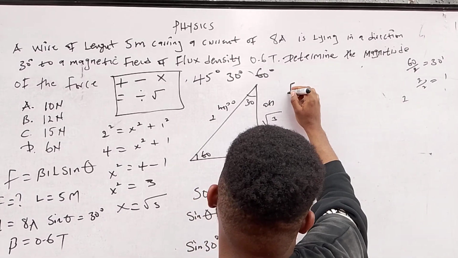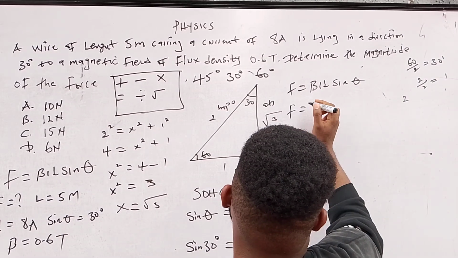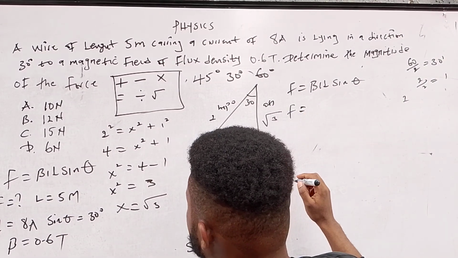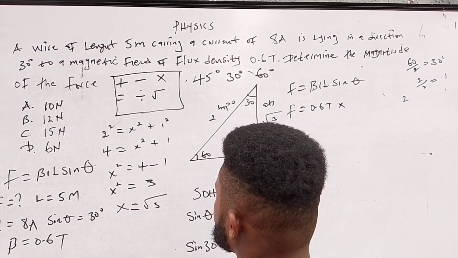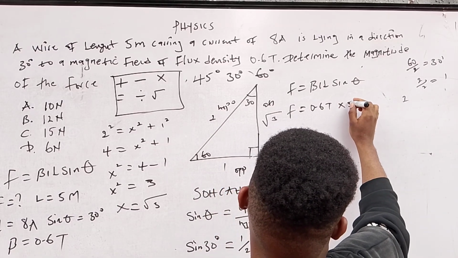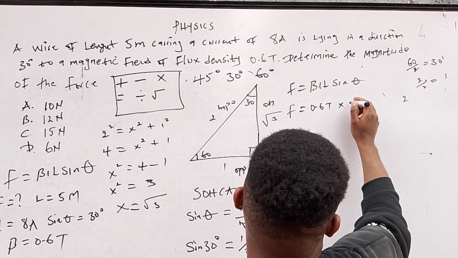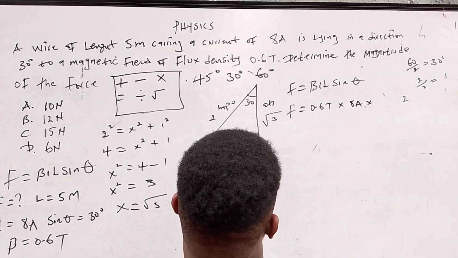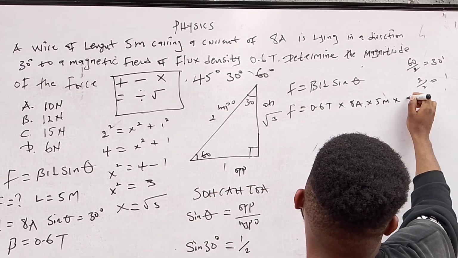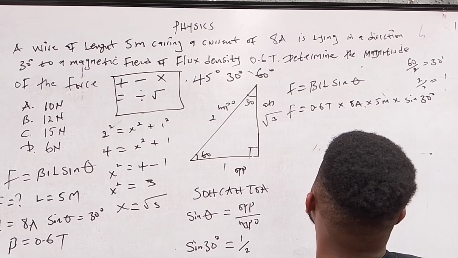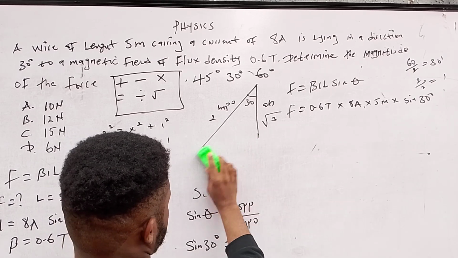So let's continue. Since we have to work with F is equal to BIL sine theta, F will now be, what's my flux density? I have 0.6 Tesla times, what's my length? I have 5 meters. What's my current? I have 8 amperes. And my length is 5 meters times sine 30 degrees. Are we clear?